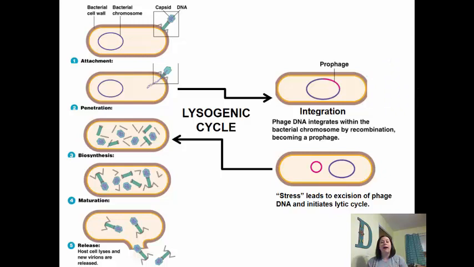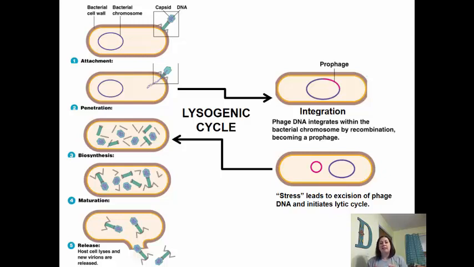It's going to sit there a while and it's not going to really do anything. Once it gets triggered, whatever the trigger is, the stress or whatever, it's going to initiate the lytic cycle. This is going to cause the nucleic acid piece to come out and start the rest of the process we saw with the lytic cycle. It's going to cause biosynthesis, where we're going to make viral parts. We're going to see maturation, where we put all the parts together, and then we do see release as well.